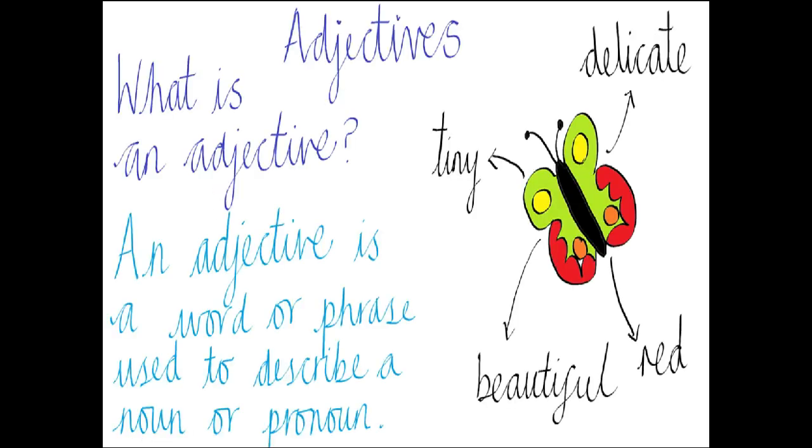Now we will deal with adjectives, the next grammar topic under Learn Grammar. An adjective is a word or phrase used to describe a noun or pronoun. You can see a beautiful butterfly here, and there are certain words used to describe this butterfly. Like this butterfly is tiny, it's delicate, it is red in color, and it is beautiful. So these four words are what? Adjectives. It is describing the quality of the butterfly.